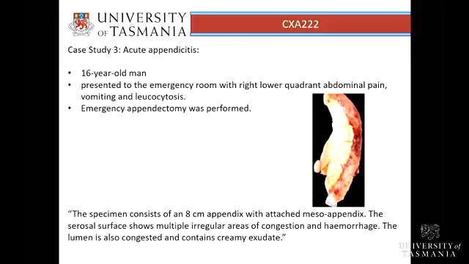So the specimen consists of an 8 centimetre long appendix with the attached mesoappendix, so that fat. The serosal surface shows multiple irregular areas of congestion. So when we're talking about congestion, we're talking about bleeding essentially within the tissue, and there's some hemorrhage onto the serosal surface as well. When cut open, the lumen was congested and contained creamy exudate, which is not uncommon.